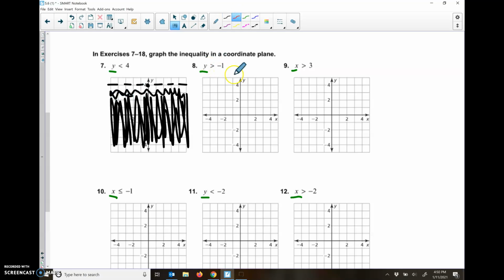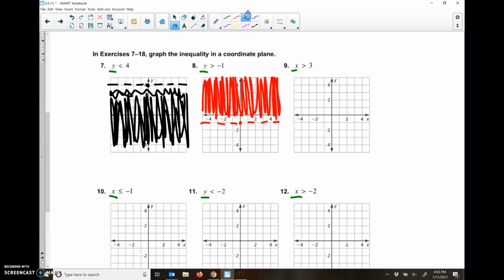Second one, y is greater than -1. So here's where y is -1. Again, it's a greater than sign, not an equal to sign, so I'm just going to do a dotted line there. And anything greater than -1, well, numbers greater than -1 are like 0 and 1 and 2 and 3 and 4 and 5. So everything above this line would be an answer. Next one, x is greater than 3.